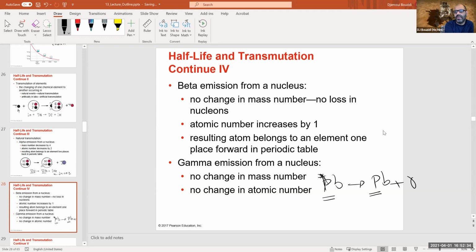Usually the star goes after or before, yes, for lead to indicate that it was actually unstable and now it became stable. So this is an example of where the element is still lead. It has the same Z number, the same protons, and the same A number, which is the same protons plus neutrons. Both of them are the same, so it's the same element. Chemically speaking, the same element.